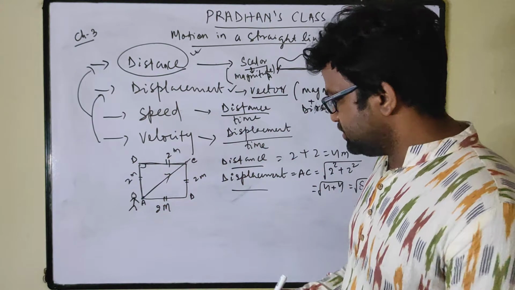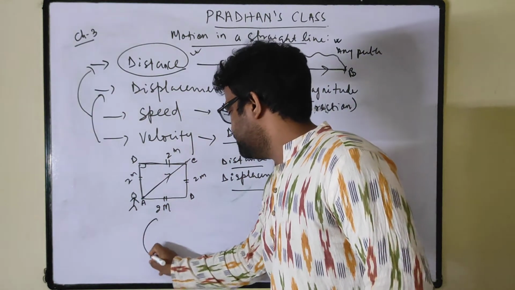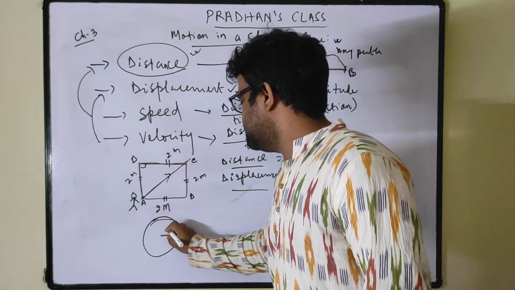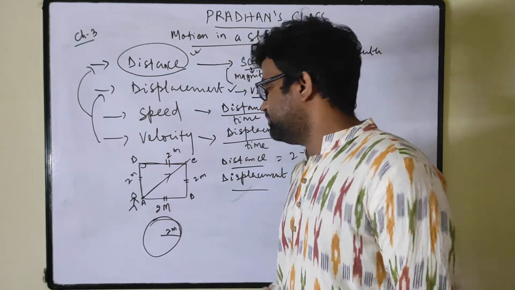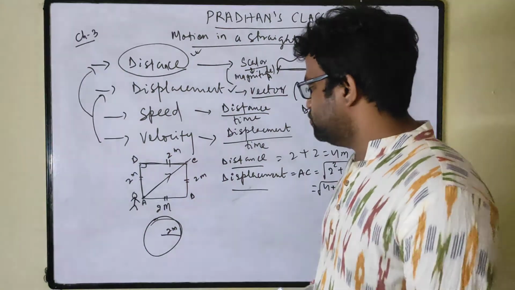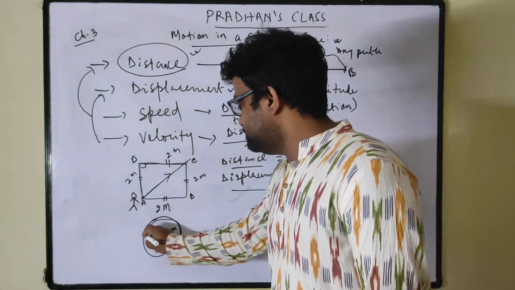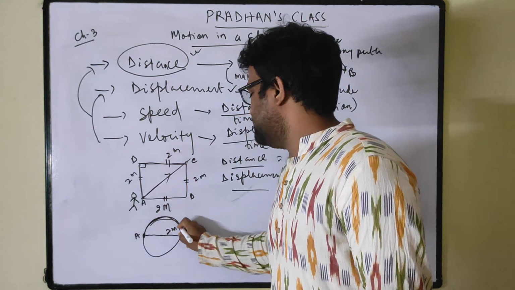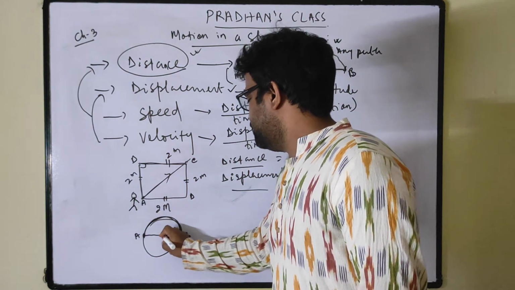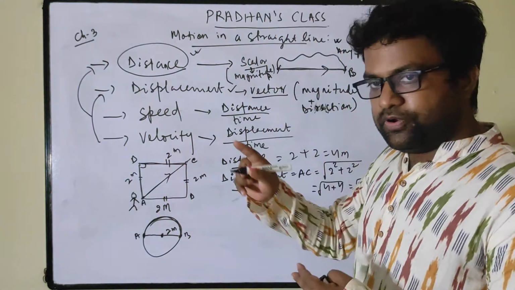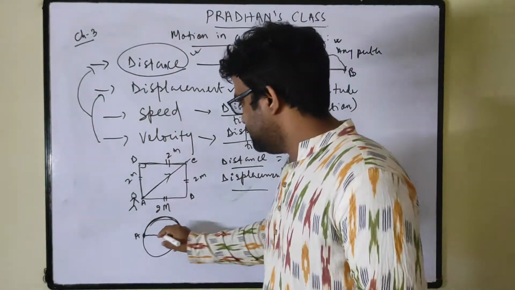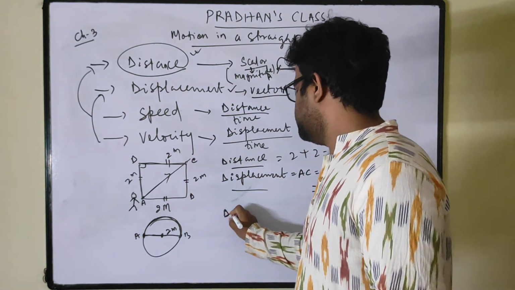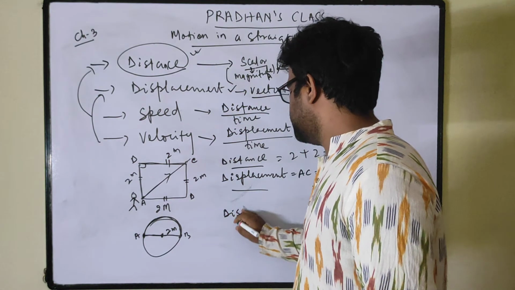Now let us take another example. Let us take one more example of a circle. This is a circle of radius 2 meter. Now the object starts from A and reaches B, which is exactly opposite, at the end of its diameter, right? Now the question is, what are the distance and displacement traveled by the object?